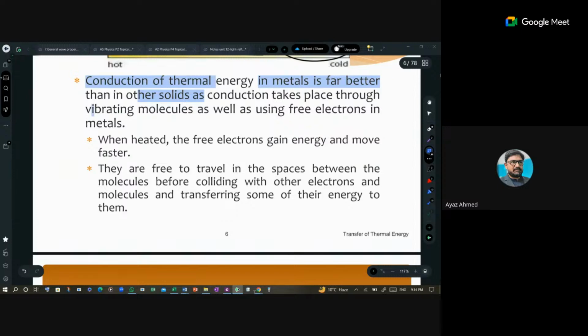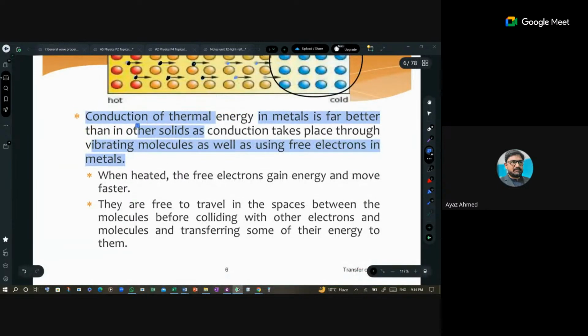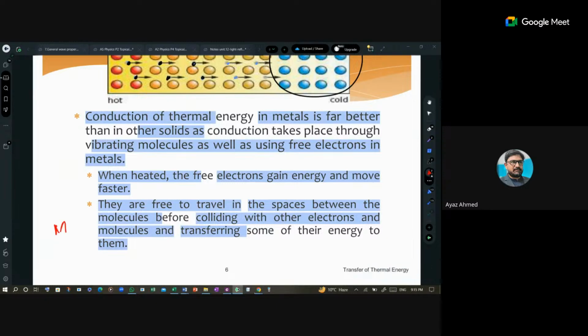So vibrating molecules is happening inside. But energy transfer due to molecular vibration is very slow, while energy transfer due to electrons is very rapid. When heated, free electrons gain energy and move faster. They are free to travel in the spaces between the molecules before colliding with other electrons and molecules. Then they transfer some of the energy to them. As I told you, this all happens only in metals, right?